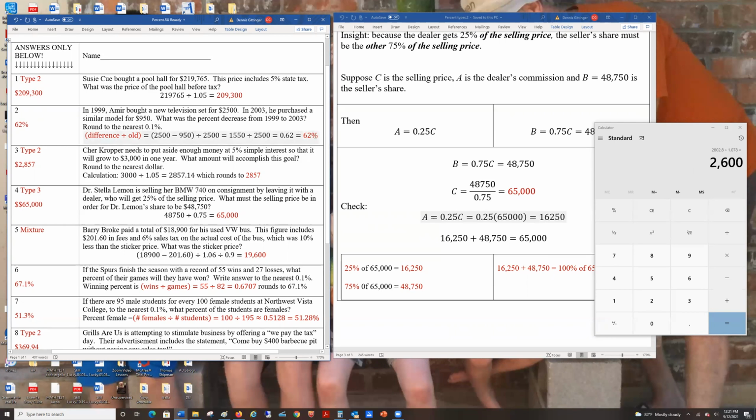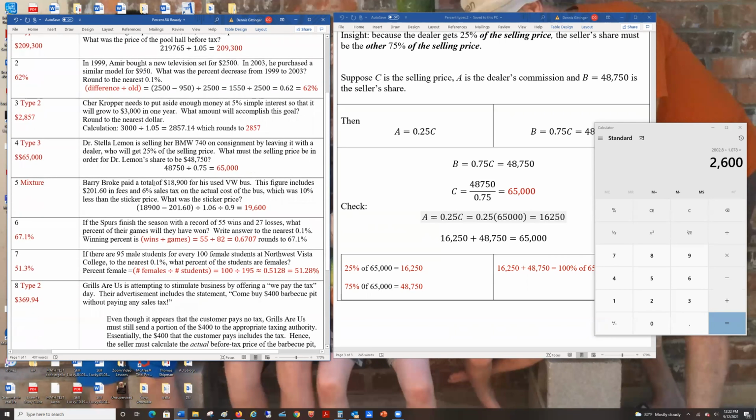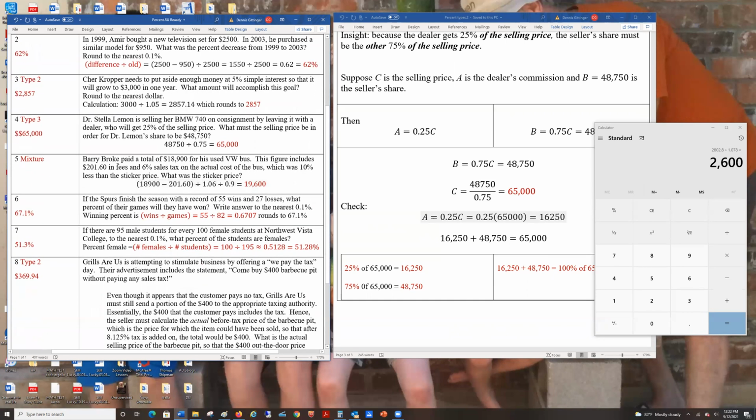This one happens to come out even. It says to round to the nearest 0.1%, but if it comes out even, you can just put the answer there without putting 0.0 or anything like that. All right, this is the most tricky one of all, I think.